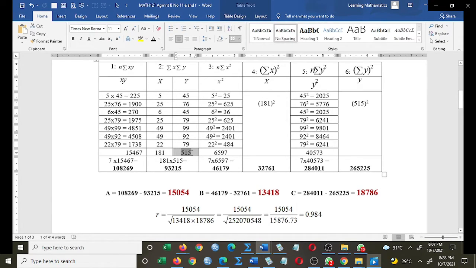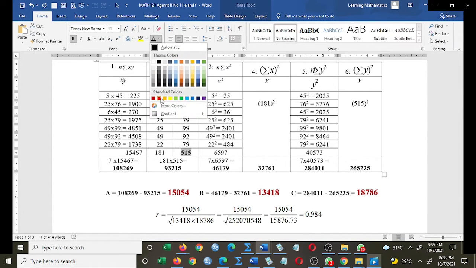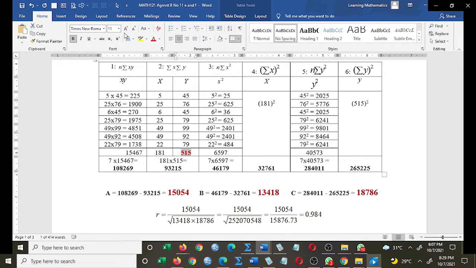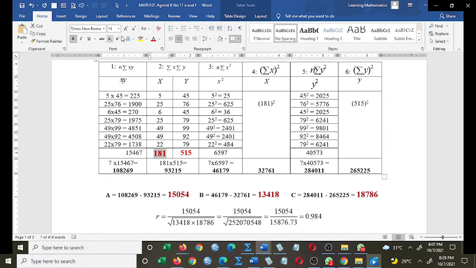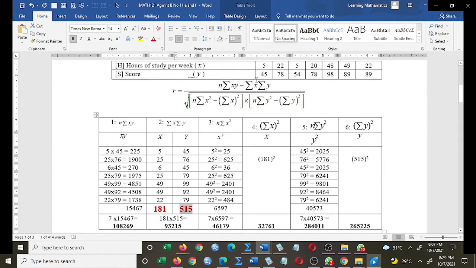What is the 181? There's a 181 close by. Sum of x. The sum of x. The sum of x. And why you think we have to find the sum of y and the sum of x? Because the formula for product moment says that we have to do that. Here it is. In the formula, you need to find the sum of x and the sum of y and multiply them. So that's why we needed to do that.